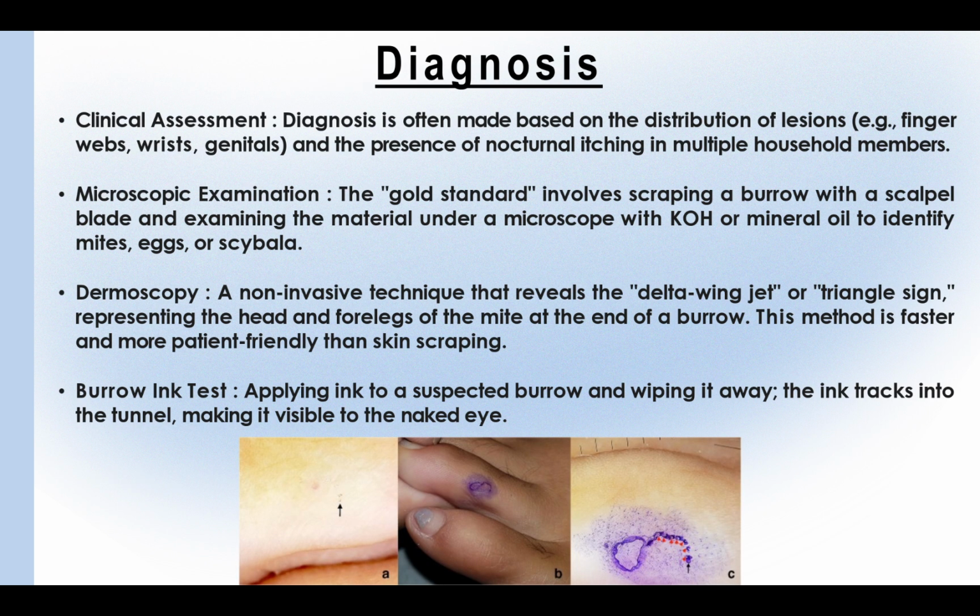Diagnosis starts with the clinical assessment. Look for lesions on finger webs, wrists or genitals, plus nocturnal itching in multiple household members. The gold standard is microscopic examination. Scrape a burrow with a scalpel, add KOH or mineral oil, and check under the microscope for mites, eggs, or scybala. Dermoscopy is non-invasive and quick, revealing the delta wing jet or triangle sign at burrow ends. The burrow ink test involves applying ink to a suspected track, wiping it off, and watching it reveal the tunnel. These tools make scabies easier to spot.